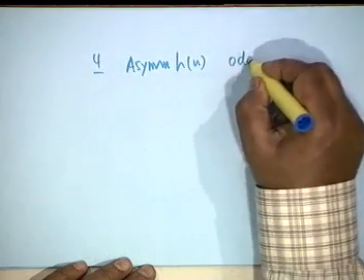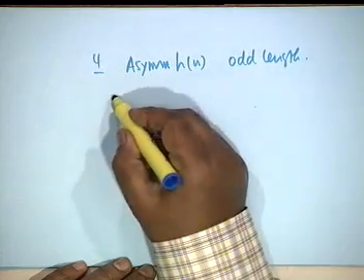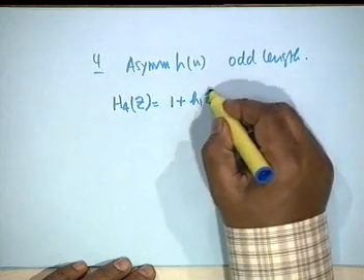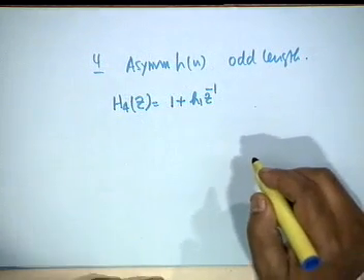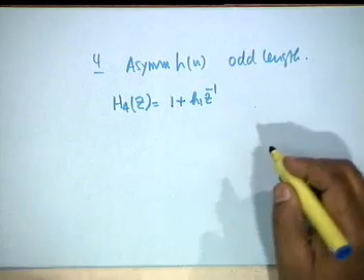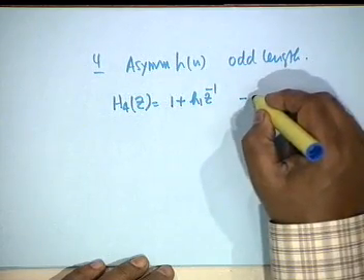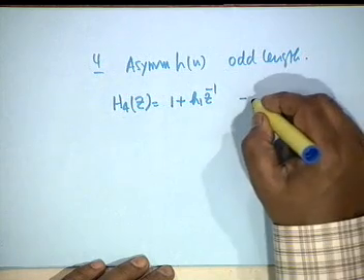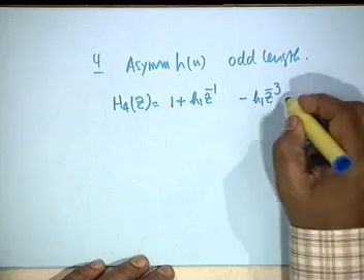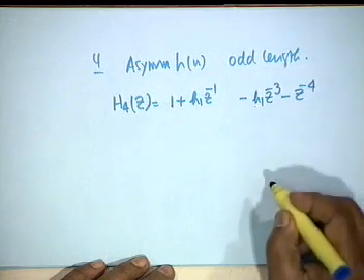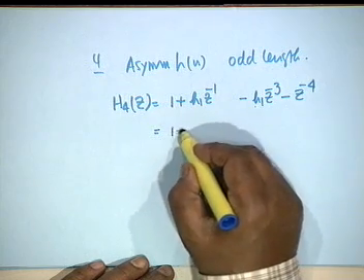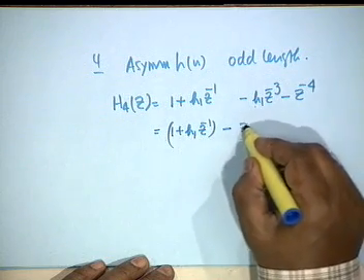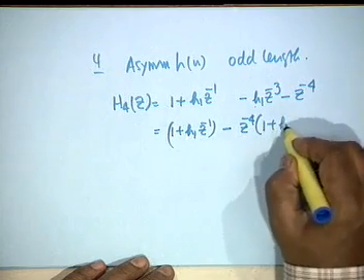Hn and odd length, that is, we take again H4z. So, we shall have 1 plus H1z inverse. The middle term now has to be identically equal to 0. So, I shall have minus, wait a second, minus H1 z to the minus 3 minus z to the minus 4. And obviously, I can write this as 1 plus H1 z inverse minus z to the minus 4 times 1 plus H1 z.